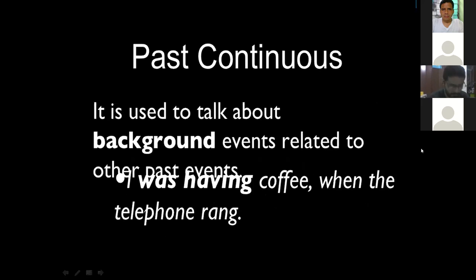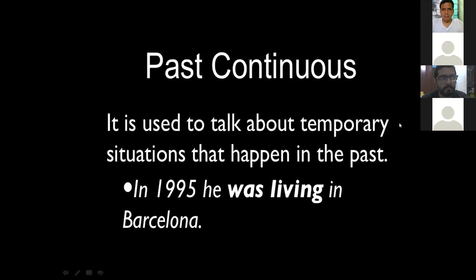Okay, let's see. Adriana, could you please? Past continuous. It is used to talk about background events related to other past events. I was having coffee when the telephone rang. And then you mentioned this before, the past continuous usually is interrupted by a simple past event, right? Or action. Very good. Jaime, could you please help me out again?